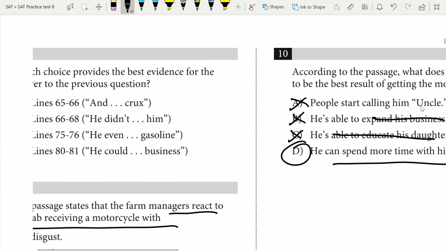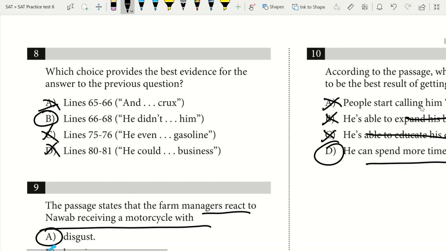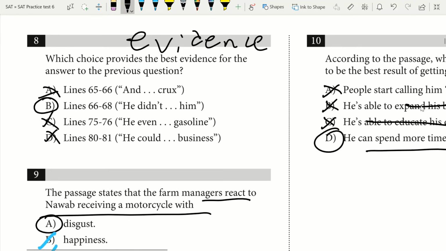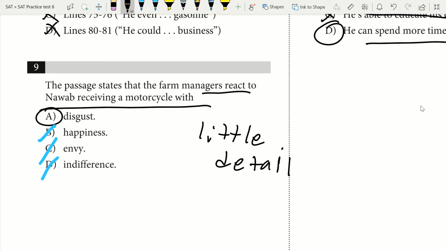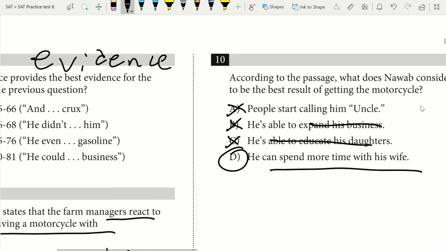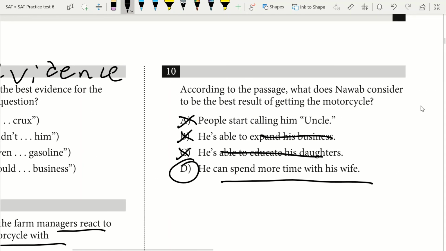All right, so as far as, I forgot to do question types for 8 through 10. I'll quickly do that. 8 is going to be an evidence question type, right? We're just providing evidence for a claim. Number 9 is a little detail question, right? We saw that we had to go back, find that little detail of those farm managers reacting in disgust. So that one's just going to be a little detail question for 9. 10, according to the passage, what does Nawab consider to be the best result of getting a motorcycle? Once again, that's also a little detail question. Okay, just asking us to go back, find what he considers the best result. That's just kind of reading comprehension. If you didn't remember that, you could just go back and find it.